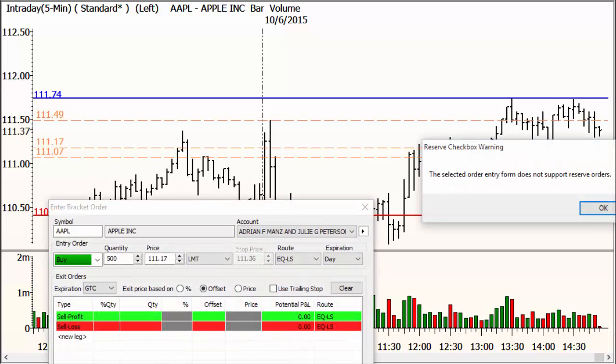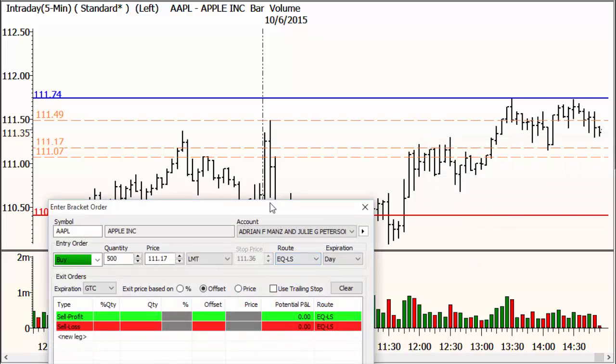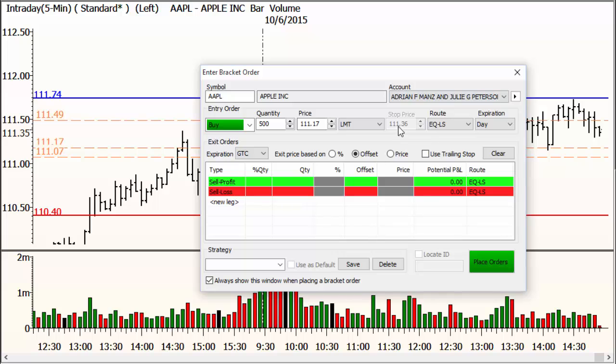Apple's been moving around in these bands, and what I'm going to do is go ahead and put an order in to buy Apple. My bias is on the long side, and we are going to buy at 111.17 and close out 100% of the position for a profit and 100% of the position for a loss. And we see that our offset on the loss side is about 11 cents in this case, and our offset on the profit side is going to be 32 cents.